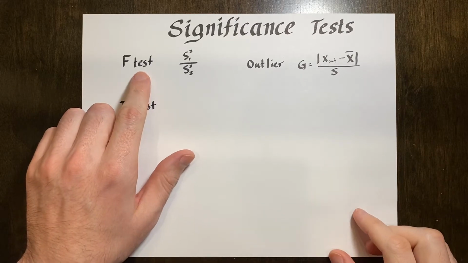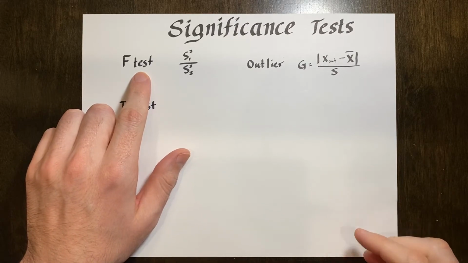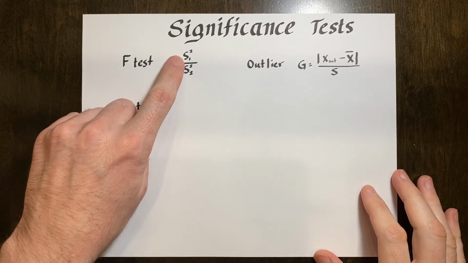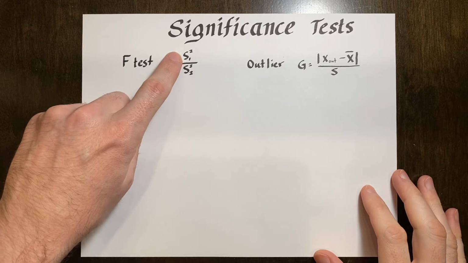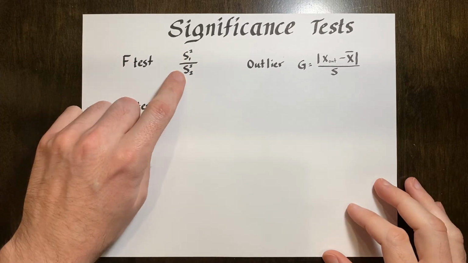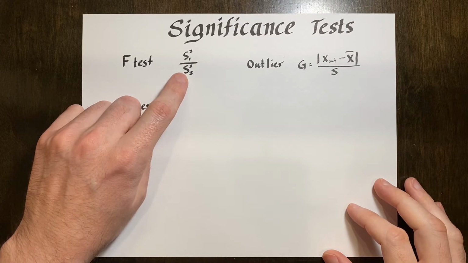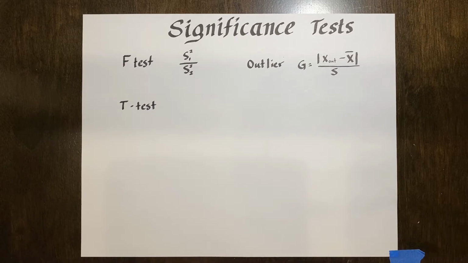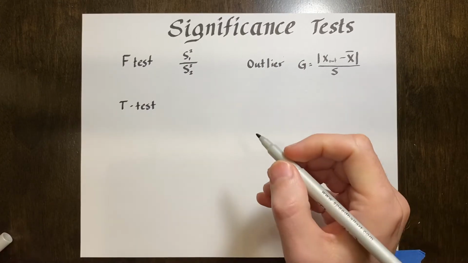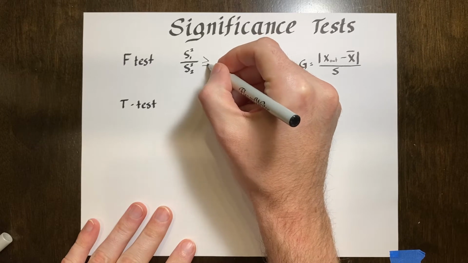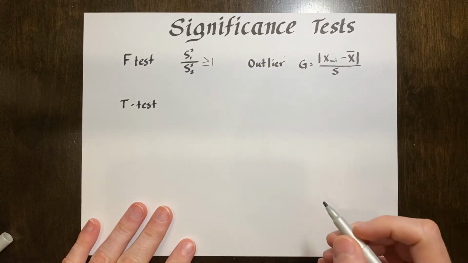One of those is the F-test, which is a very simple test. You just take the variance of one sample. In this case, I've noted it as the standard deviation squared, which is the same thing as variance, divided by the variance of another sample. Now, when you do this test, it's important that you put the larger variance on top so that this value is always greater than or equal to 1.